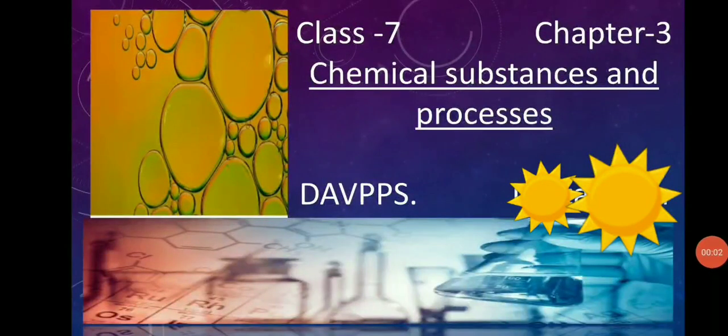Dear student, in this chapter we will learn something about chemical substances and processes. Along with that, we will also know some interesting facts about chemical symbols, chemical formulas, chemical changes and about chemical equations. Let us start.